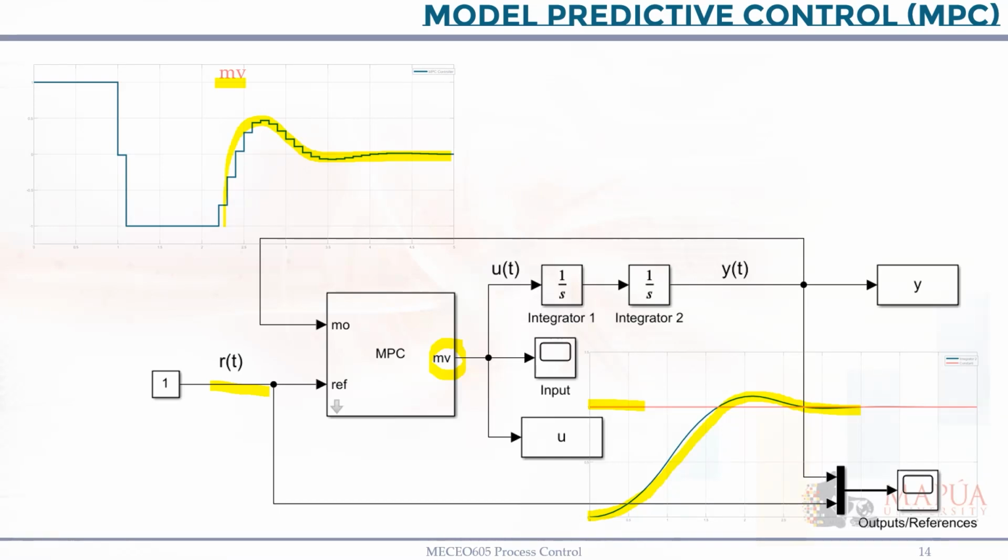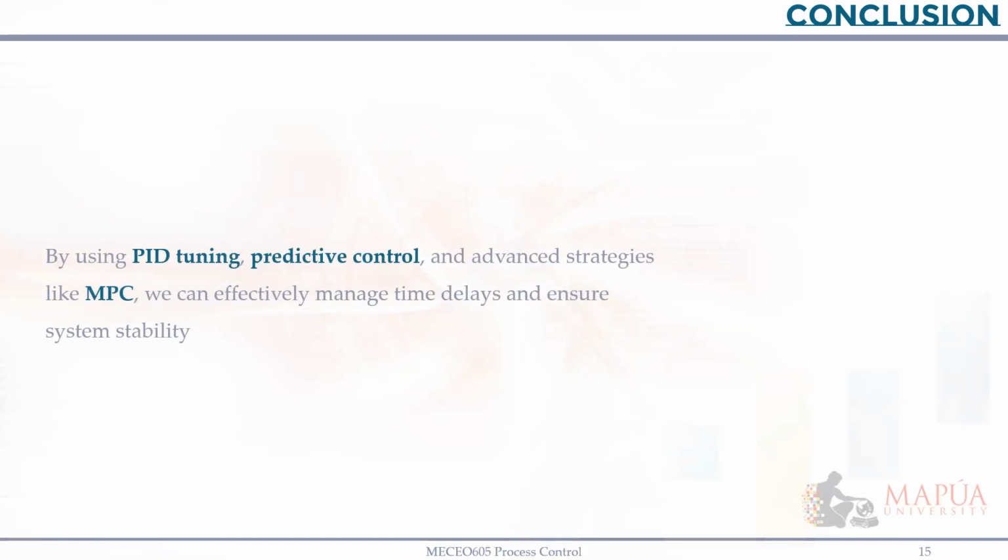Okay, so these are three of the popular methods to compensate for time delays. In conclusion, by using PID tuning, predictive control like the Smith predictor, and advanced strategies like MPC, we can effectively manage time delays and ensure system stability. That's it for my presentation, and thank you.